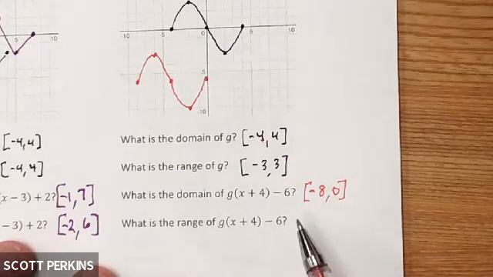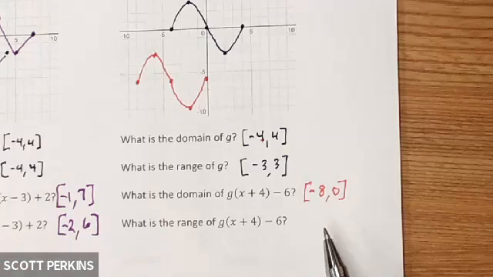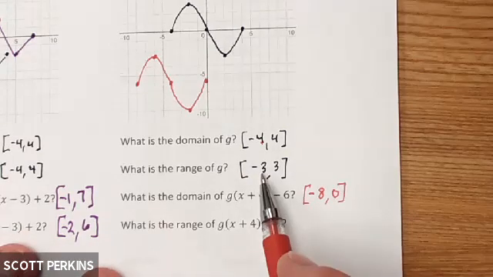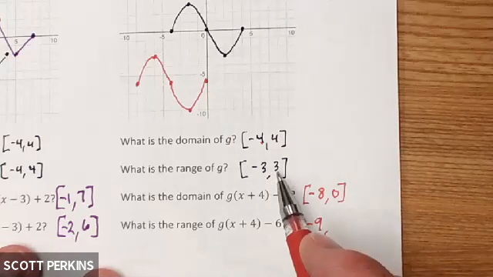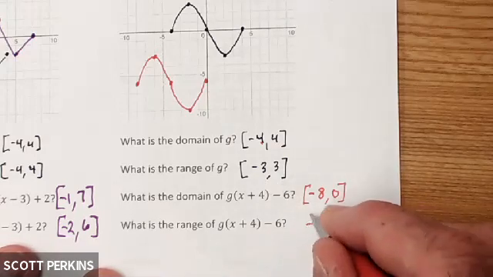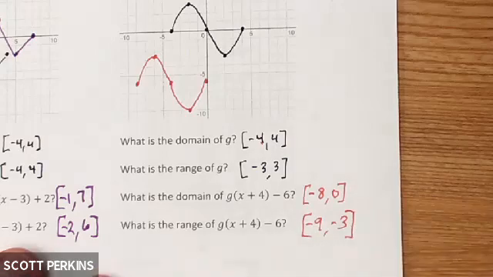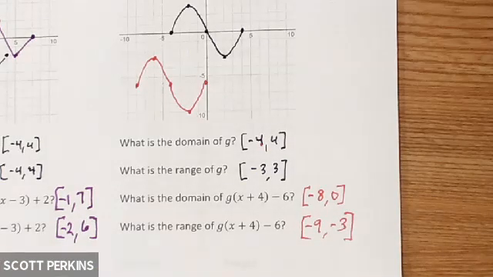And then the range is affected by the minus 6, dropping it down 6. So the negative 3 minus 6, that's going to be negative 9. And then the 3 minus 6 is going to be negative 3. And again, both of those things are validated by our graph. So we are all set.